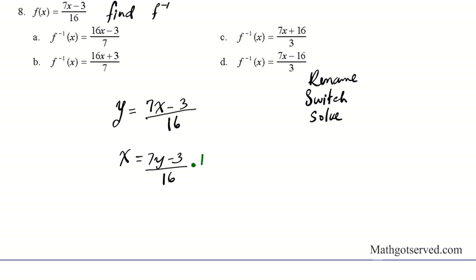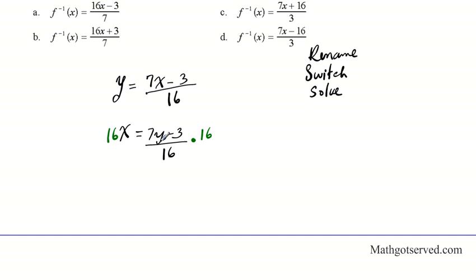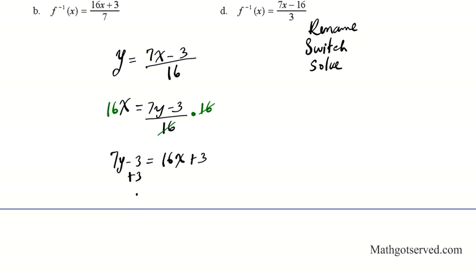So let's multiply both sides by 16. So this divides out. Using the reflexive property of equality, I can switch my equation around. 7y minus 3 equals 16x. I'm going to add 3 to both sides, and that yields 7y equals 16x plus 3. Now I'm going to divide both sides by 7, and that will give me my inverse.